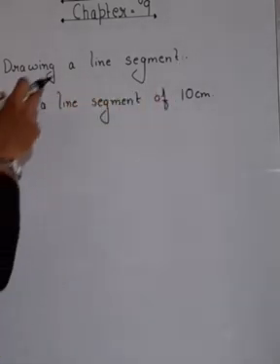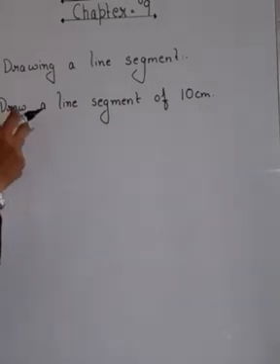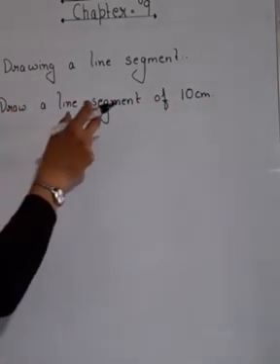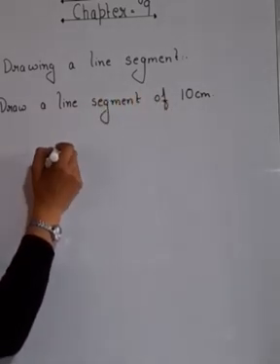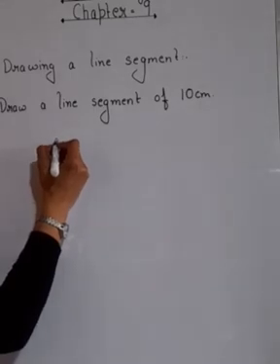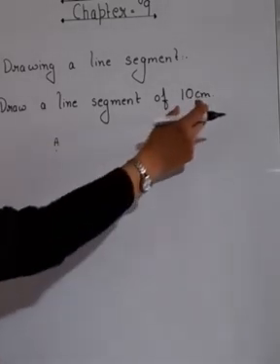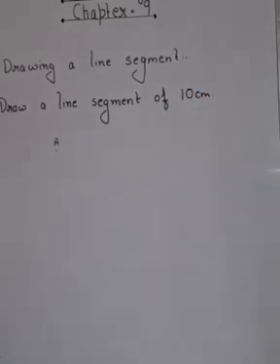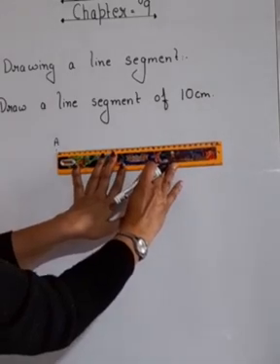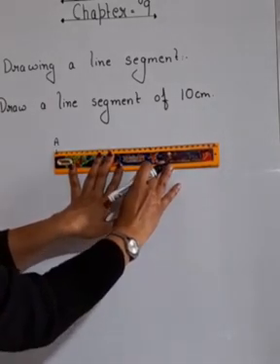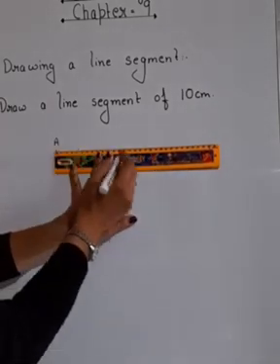Okay, so we will learn how to draw a line segment. My first question is draw a line segment of 10 centimeter. So for drawing a line segment, first you have to take a sharp pencil and you will put a point like this and name it as A. Clear? Now you have to make it of 10 centimeter. So you will take your ruler and you will put your ruler such that the mark 0 of your ruler coincides with the point A.